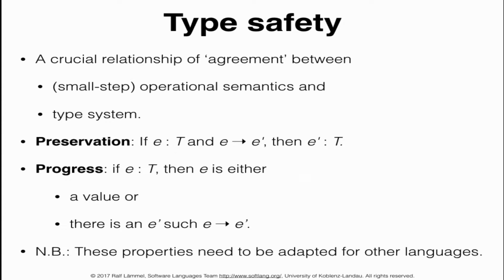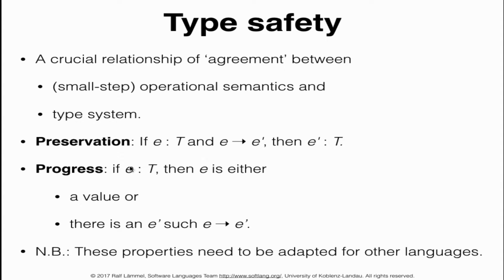So usually we make a statement of type safety relative to a small step operational semantics, and type safety breaks down into two sub-properties. First one being called preservation. So preservation means that if we, according to the type system, know that expression E is of type T, and if we, according to the small step operational semantics, can make one step from E to E prime, then the resulting expression E prime must be of the same type T, so preservation.